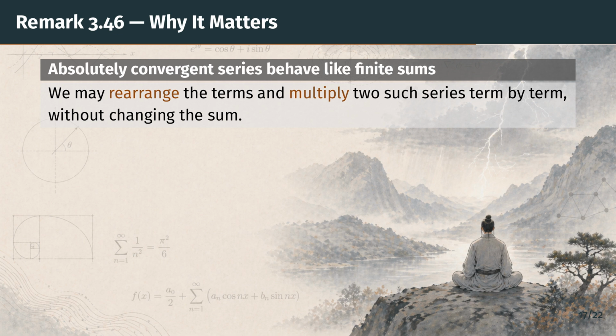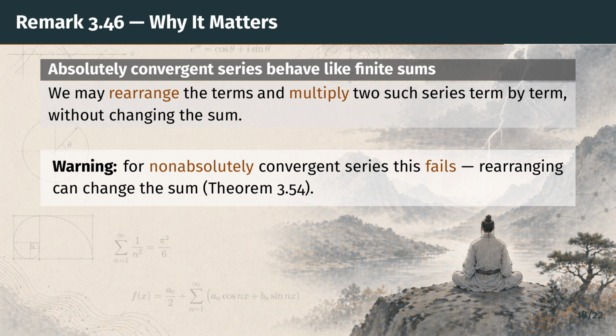Next, the warning for the other case. But here is the warning on the second line. For non-absolutely convergent series, all of this breaks down. Rearranging the terms can actually change the sum, and in fact, by a theorem of Riemann that we will meet as theorem 3.54, a non-absolutely convergent series of real numbers can be rearranged to converge to any value we like, or even to diverge. So absolute convergence is not a technicality. It is precisely the license that makes infinite series safe to manipulate.